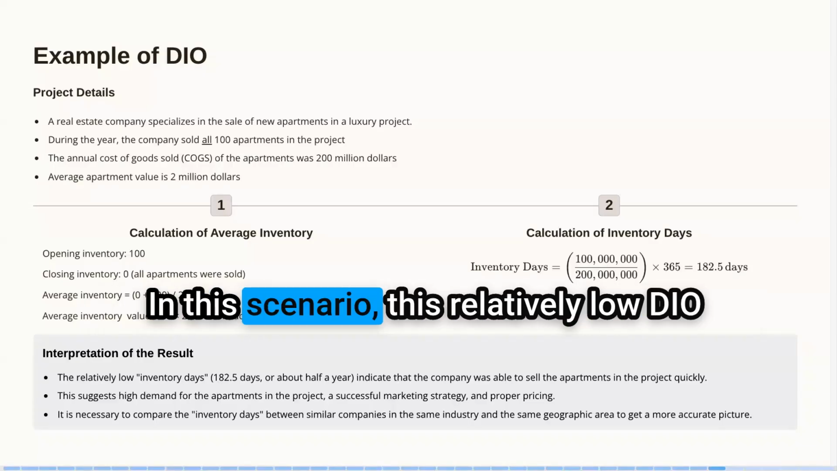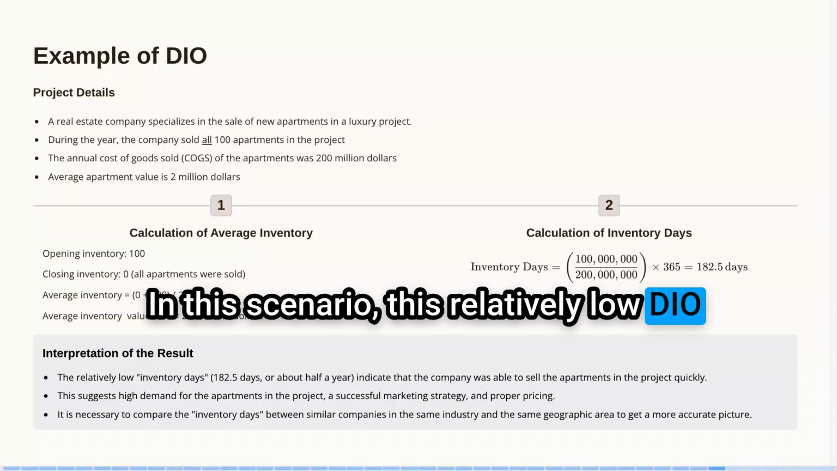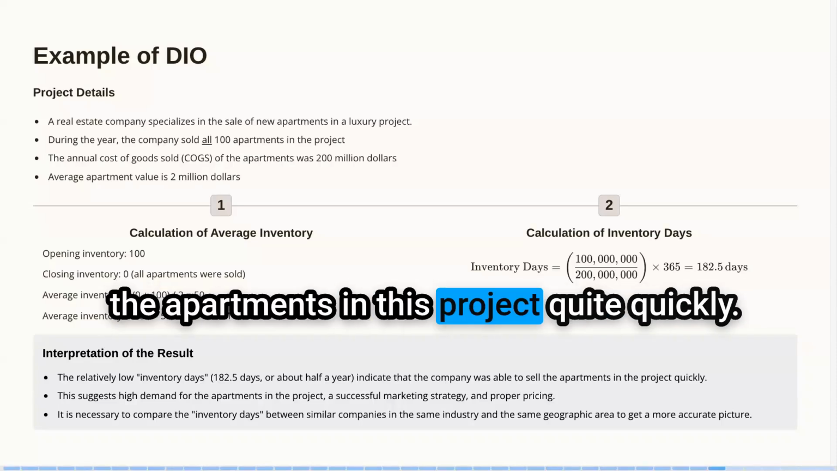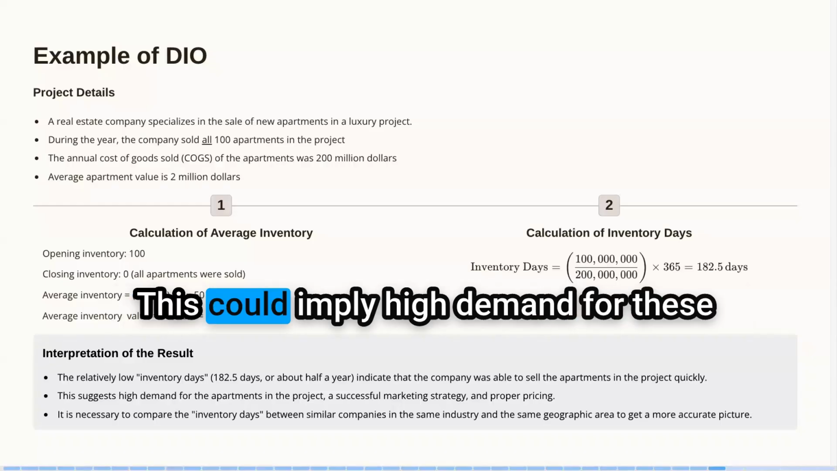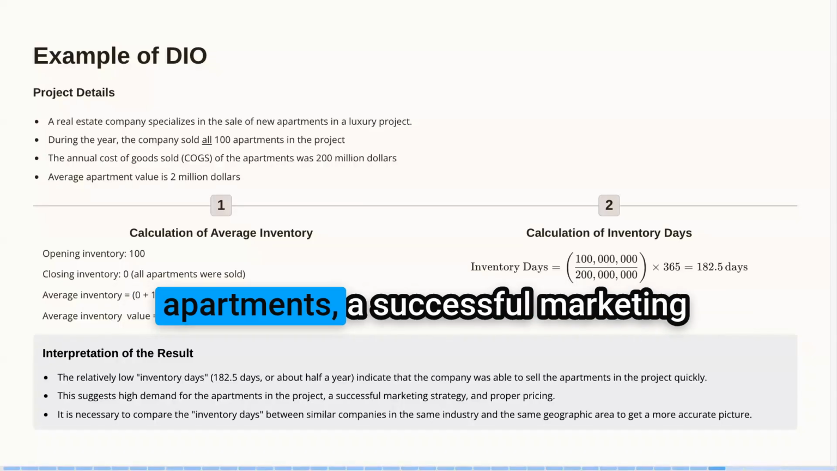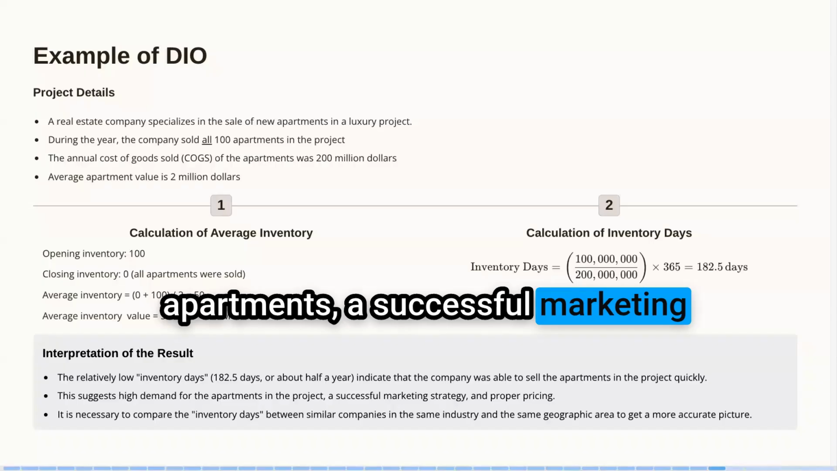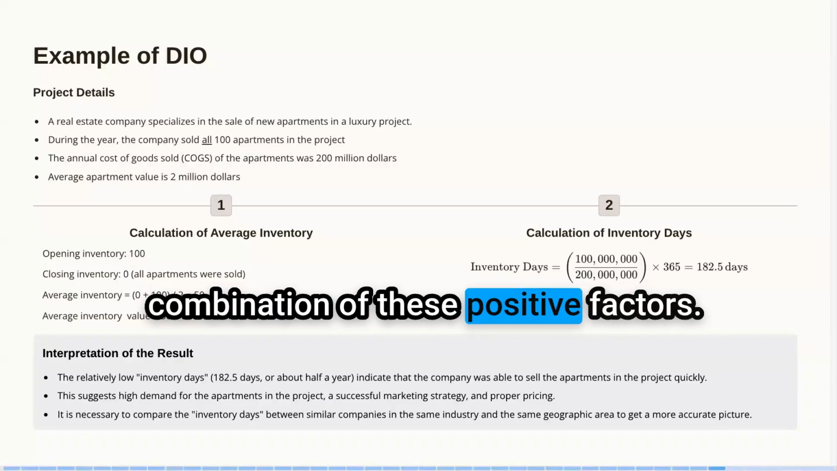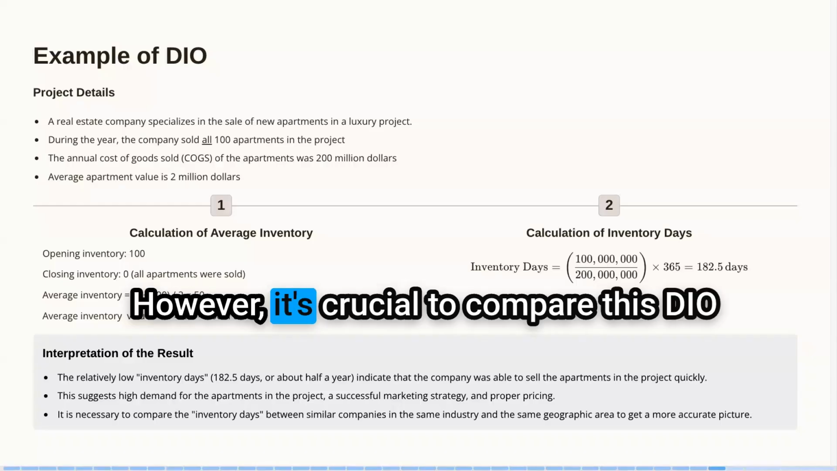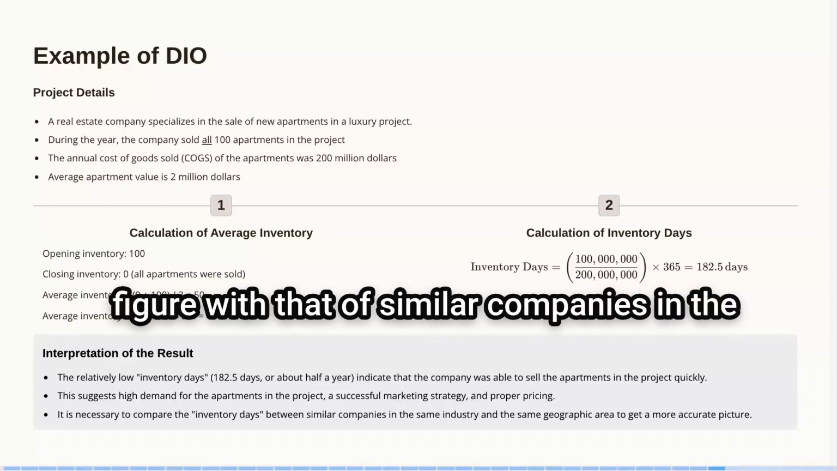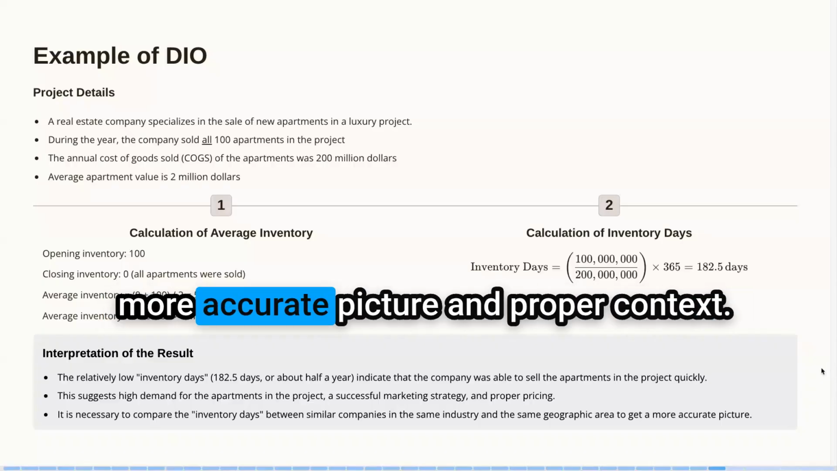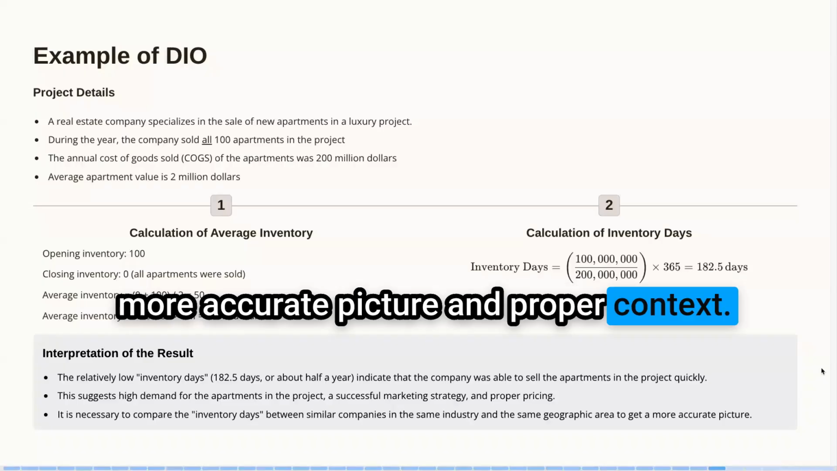In this scenario, this relatively low DIO suggests that the company was able to sell the apartments in this project quite quickly. This could imply high demand for these apartments, a successful marketing strategy, appropriate pricing, or a combination of these positive factors. However, it's crucial to compare this DIO figure with that of similar companies in the same industry and geographic area to get a more accurate picture and proper context.